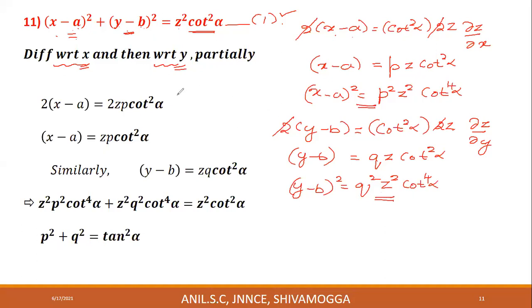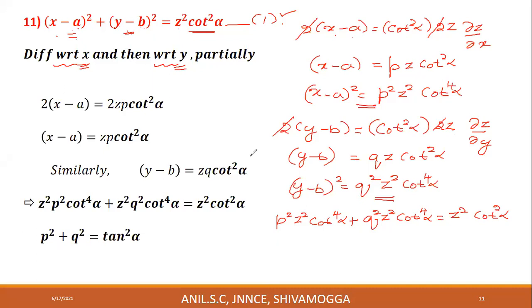What happens here in equation number 1? X minus a whole square, that is p square z square into cot alpha power 4, plus y minus b whole square, which is q square z square into cot alpha power 4, is equal to z square into cot square alpha. What is the common factor in these three terms? Cot square alpha.